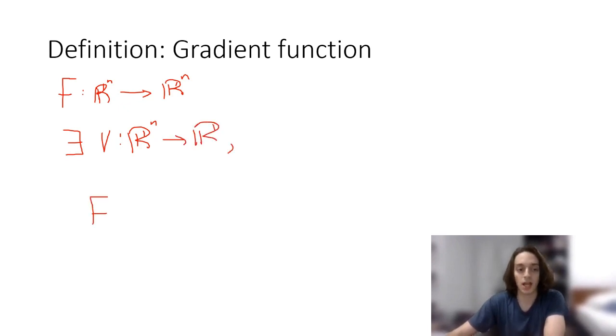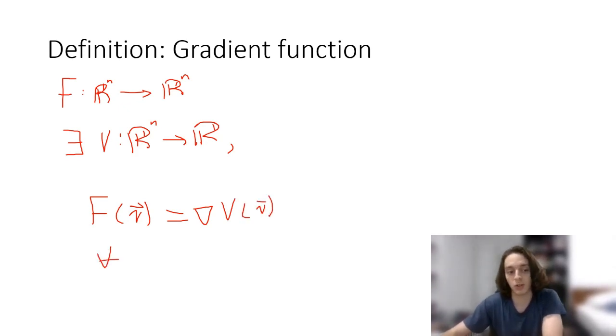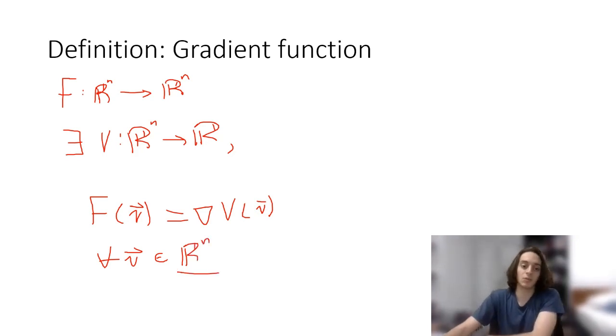where f evaluated at every point v in its domain is equal to the gradient of this potential function v evaluated at little v. So for all v in, I could say the domain of f, but I'm just going to say R^n. You could replace this R^n with the domain of f.